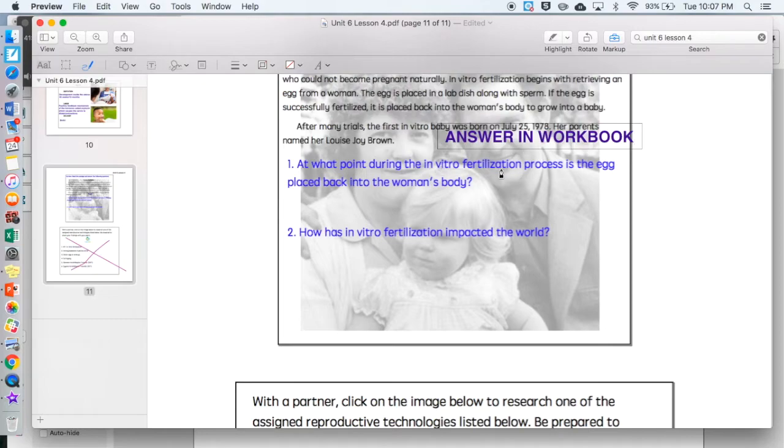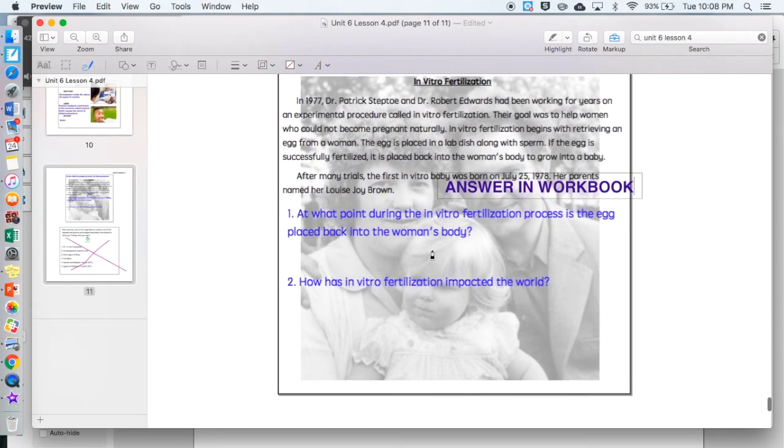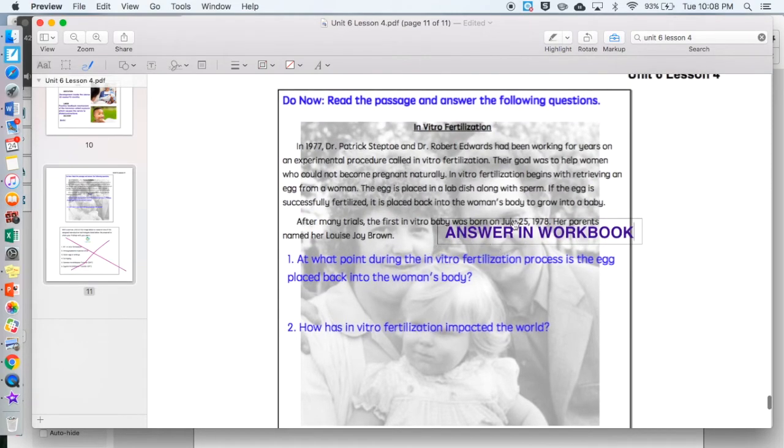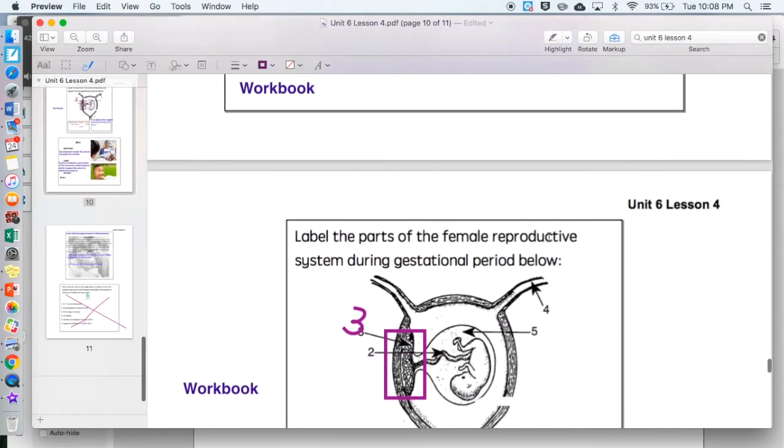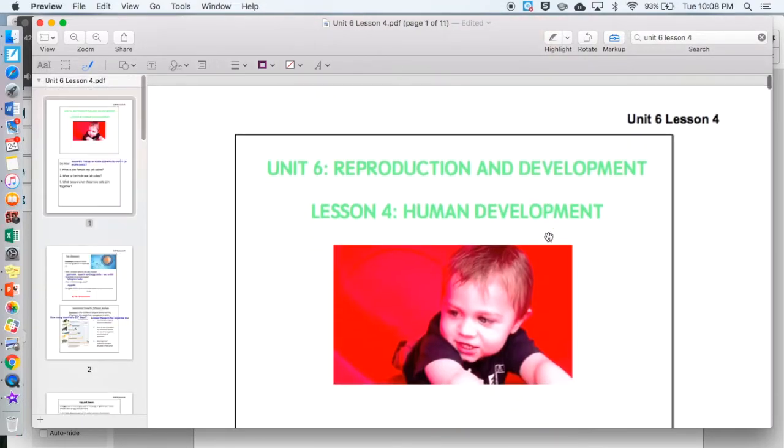You're going to answer them in your workbook, and we will go over them, but you are also finishing those slides on in vitro for Monday. At what point during the in vitro fertilization process is the egg placed back into the woman's body? And this one's more of a reflection question. How has in vitro fertilization impacted the world? Okay, so when you finish these, make sure in your workbook you have all of your answers completed. Hit turn in Google Classroom and we'll go over those questions tomorrow during our class time. Thank you.